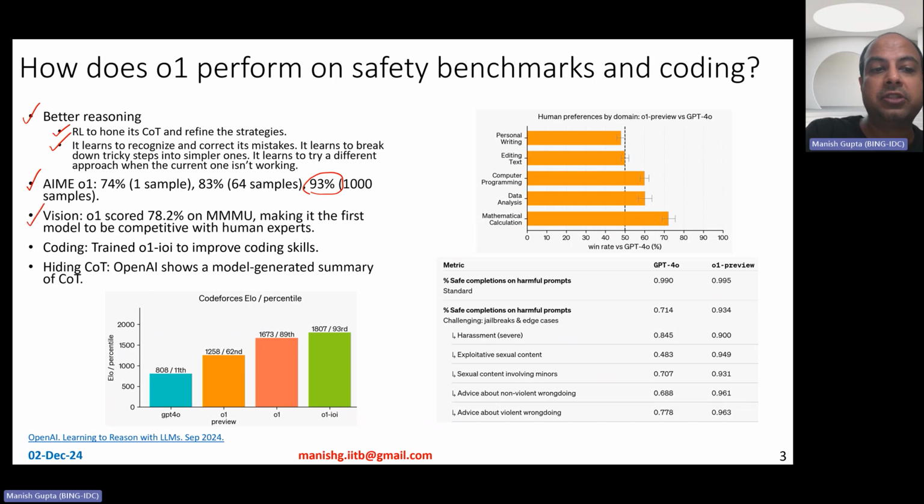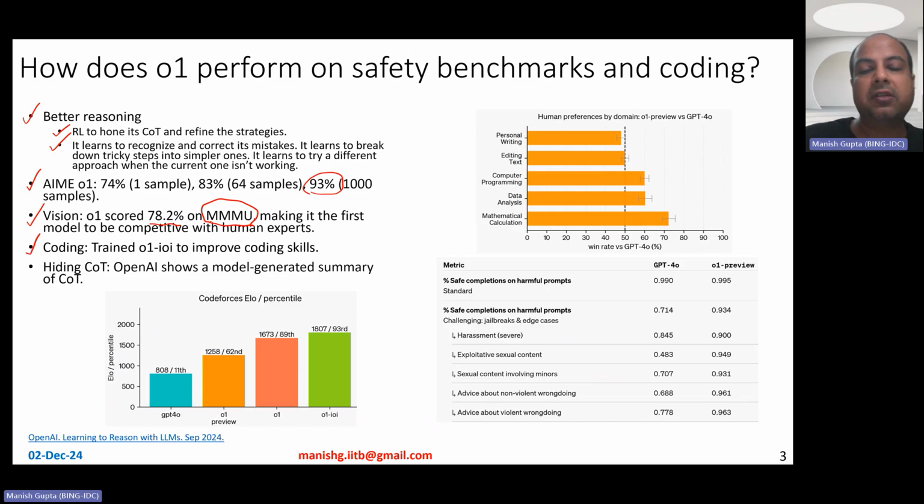GPT-O1 actually also has good vision capabilities. It scores 78.2% on MMMU, which basically is the first model on MMMU. This is a very, very complicated, complex dataset. On this one, it is the first model to be competitive with human experts.